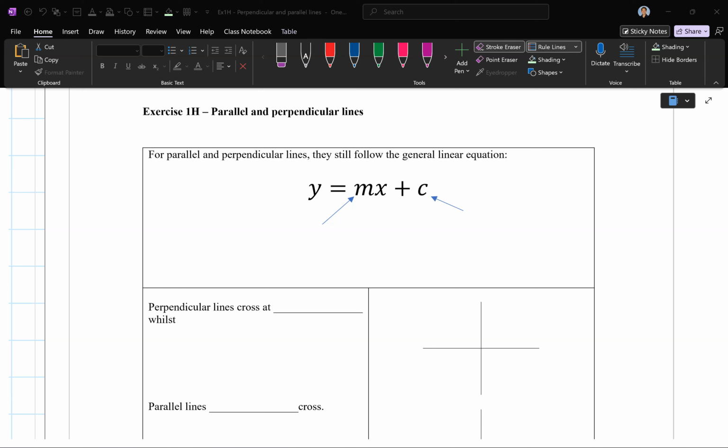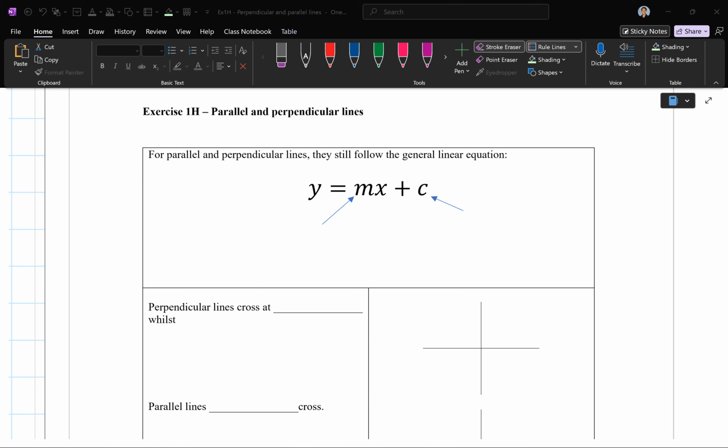Let's begin. Okay, so we're going to tie in everything we've learnt so far. Let's remind ourselves. For parallel and perpendicular lines, they still follow the general linear equation. When you think of a linear equation, this is a linear equation: y equals mx plus c.